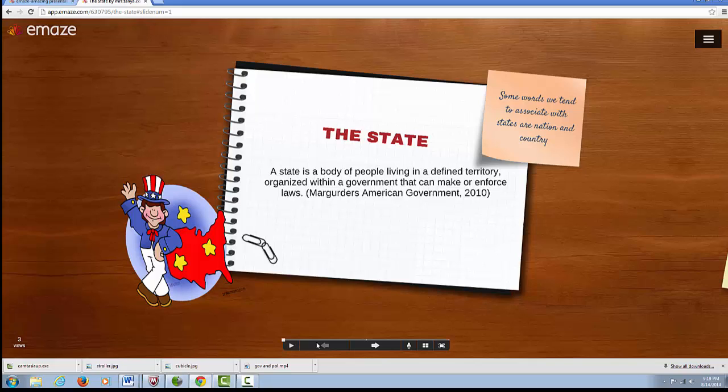So a state is a body of people living in a defined territory, organized within a government that can make or enforce laws. The term state is a legal term, and some synonyms or very similar terms to state are the terms nation and country. So a lot of times people will use these three terms somewhat interchangeably, although they do have some slightly different meanings. The concept of the state really focuses on the country as a legal body.